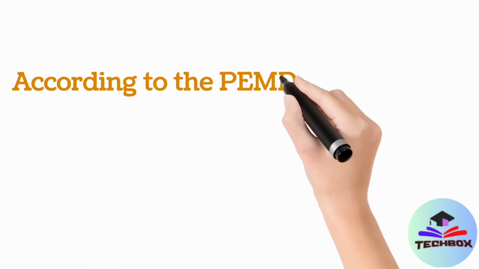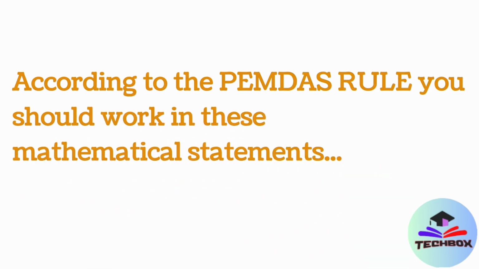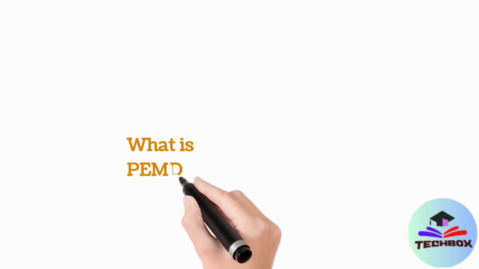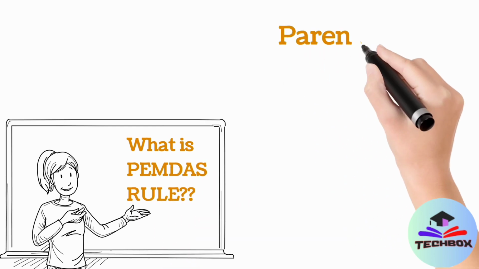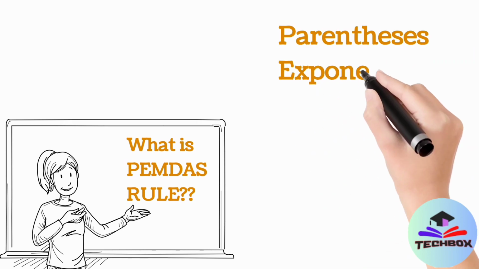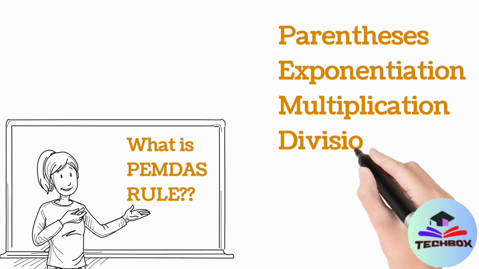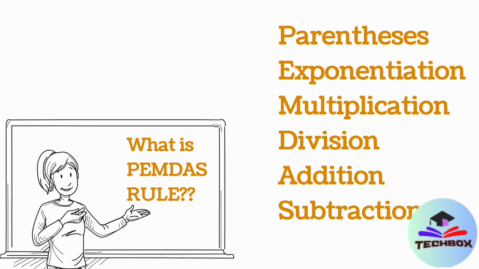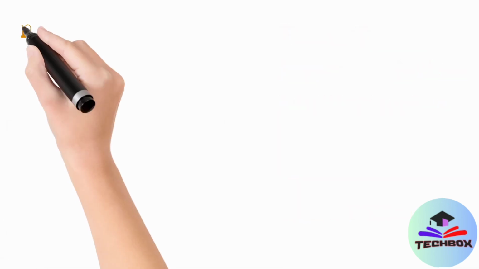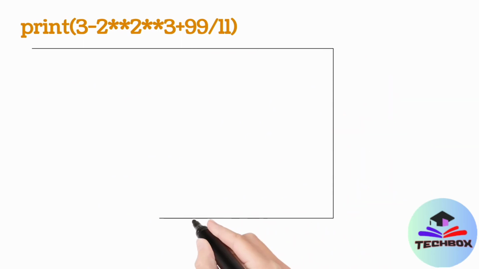According to the PEMDAS rule, you should work through these mathematical statements. What is the PEMDAS rule? P stands for parentheses, E stands for exponentiation, M stands for multiplication, D stands for division, A stands for addition, S stands for subtraction. Let us now work this statement according to the PEMDAS rule.